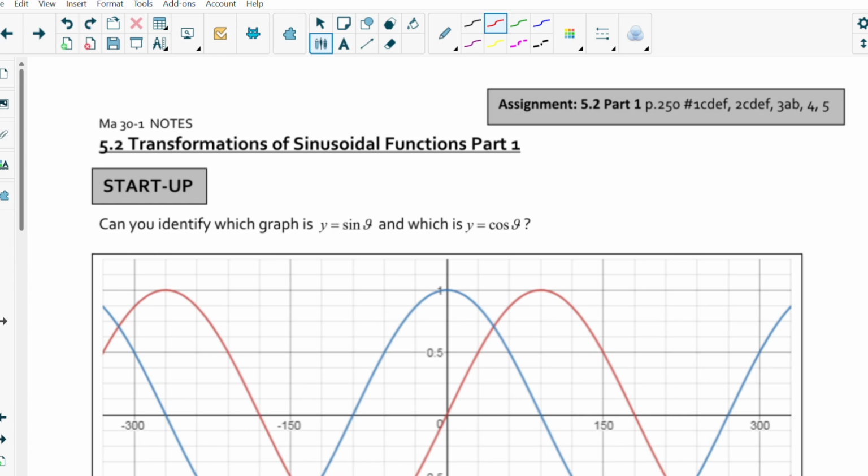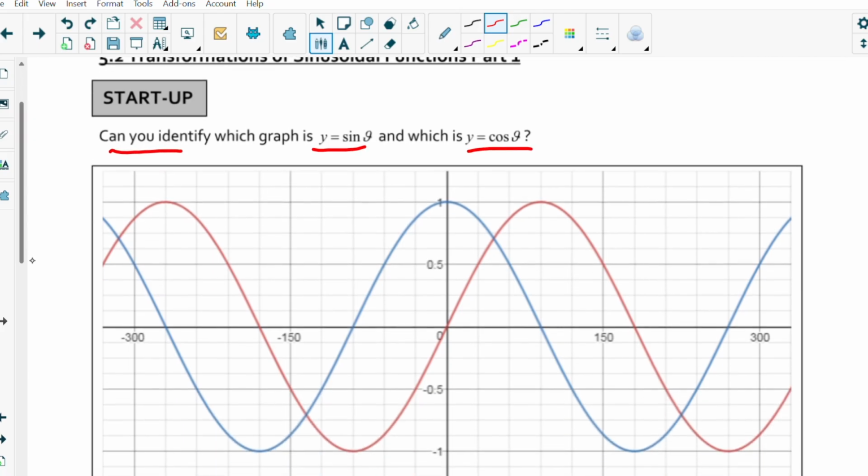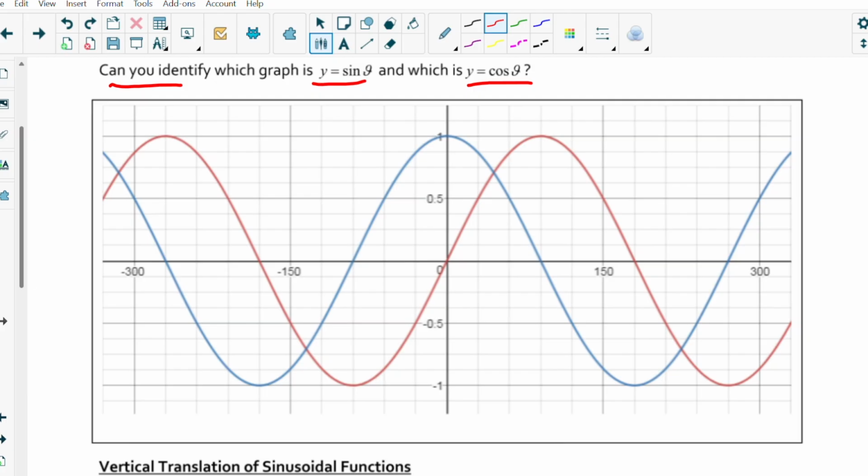Hello everyone, 5.2 transformations of sinusoidal functions part 1. So let's do a little bit of startup here. Can you identify which graph is y equals sine of theta and which is cosine of theta? A handy skill to have here is being able to recognize these right away. These are your basic sinusoidal functions.